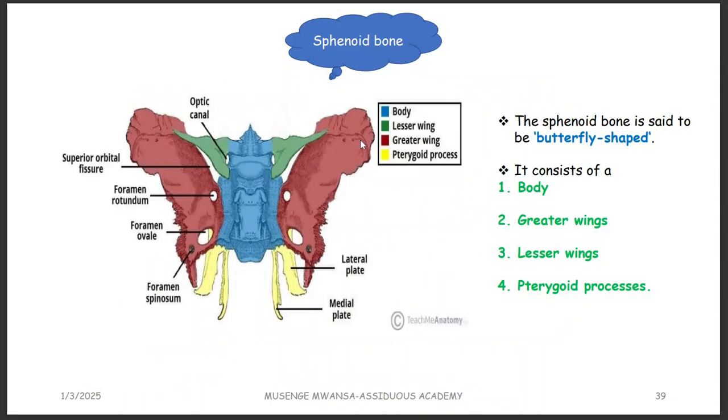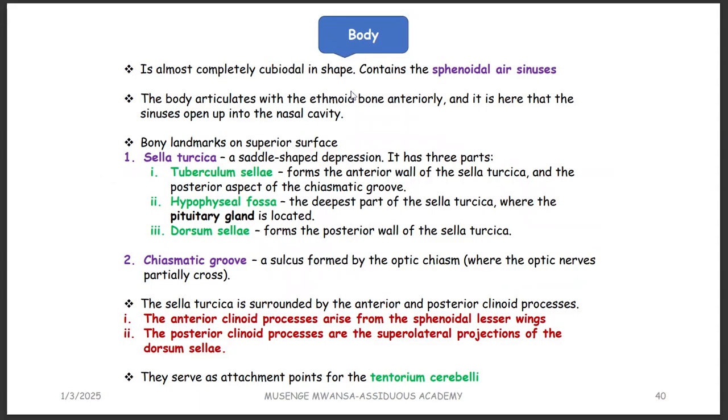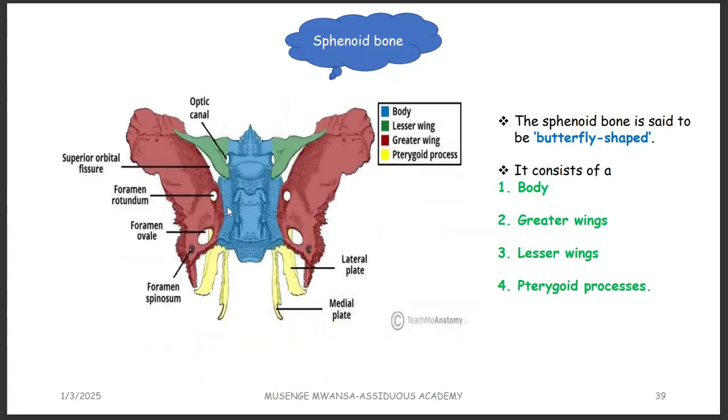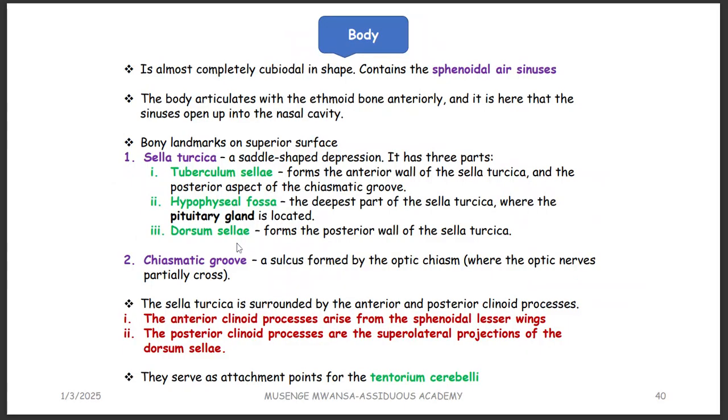And we said that when you look at the body, just this top part here, we have got what we call the sella turcica. The sella turcica is going to have a depression, and that depression is where we find the pituitary gland. So it is known as the hypophyseal fossa or the pituitary fossa. Okay, and then in front of the sella turcica, we have got the tuberculum sellae. At the behind, we have got the dorsum sellae.